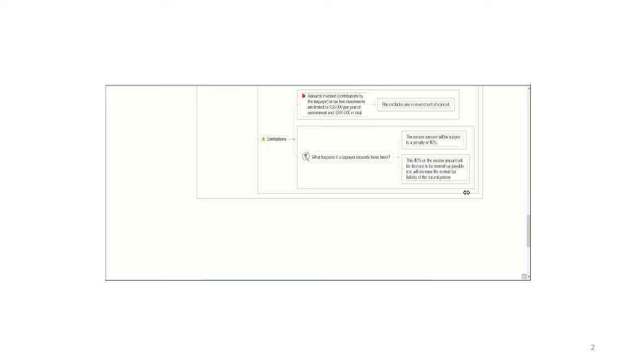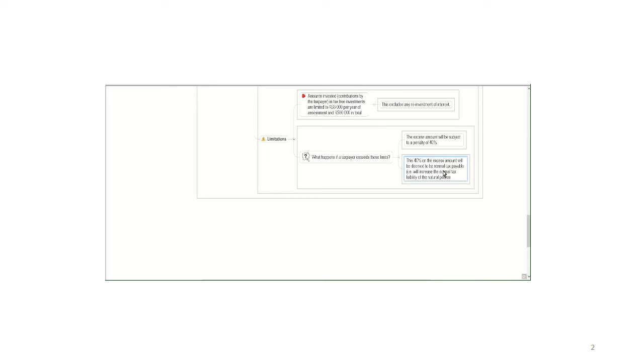If you exceed these limits, then whatever exceeds that 33,000 Rand or the 500,000 Rand is subject to a penalty, and that penalty is 40%. So let's say, for example, I invest 40,000 Rand into a tax-free investment, but I'm only allowed to invest 33,000. Then on that 7,000 Rand excess, I'm going to have to pay a penalty of 40% to tax, and that 40% is deemed to be normal tax payable.